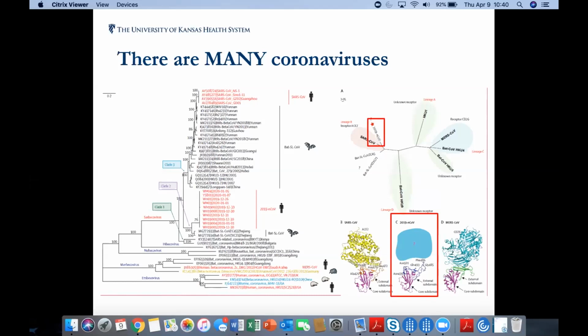When this study was initially published, you see a question mark there because they weren't entirely sure, but given that it shares around 80% sequence homology with SARS-CoV-1, the authors thought it was going to use the ACE2 receptor. A number of different studies have corroborated that this virus does in fact use the ACE2 receptor to gain access into the host cell.